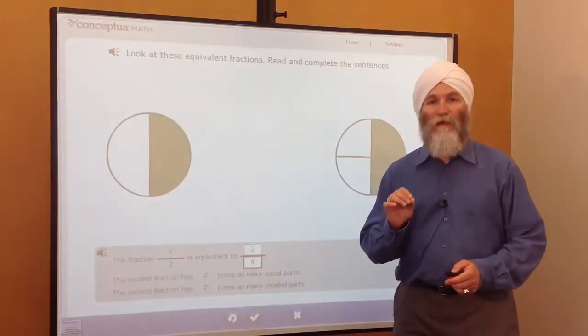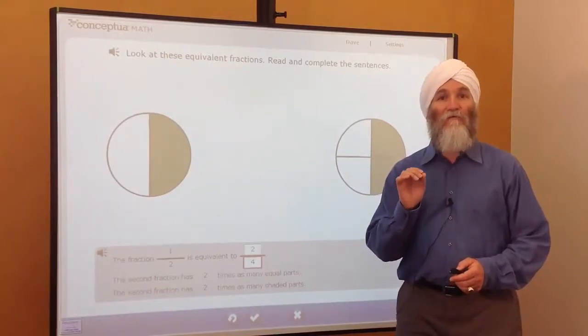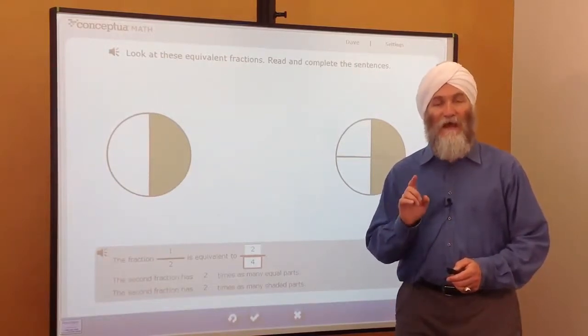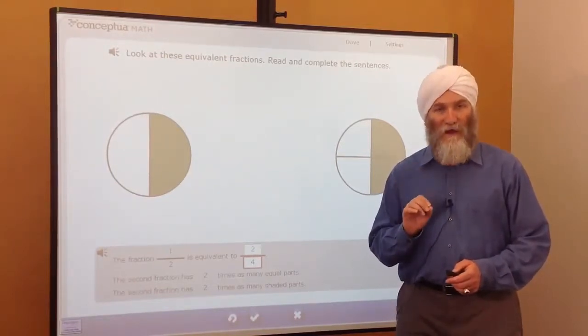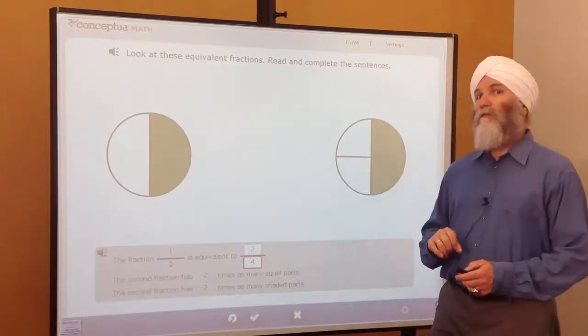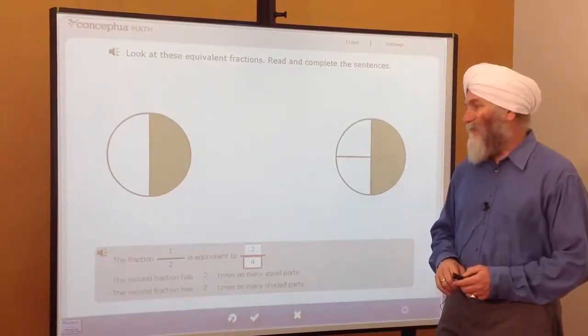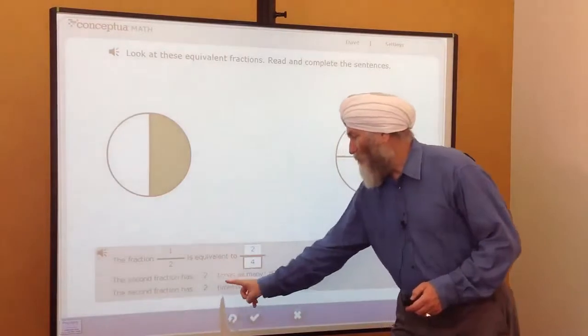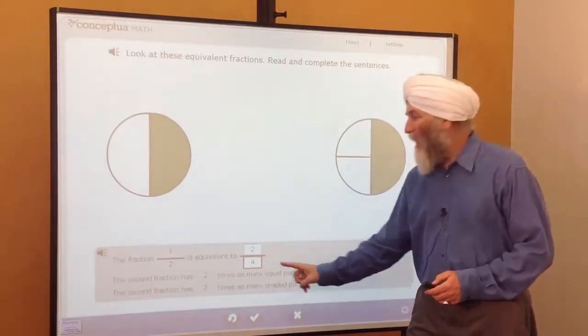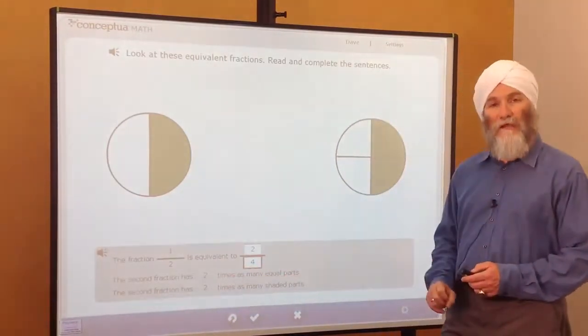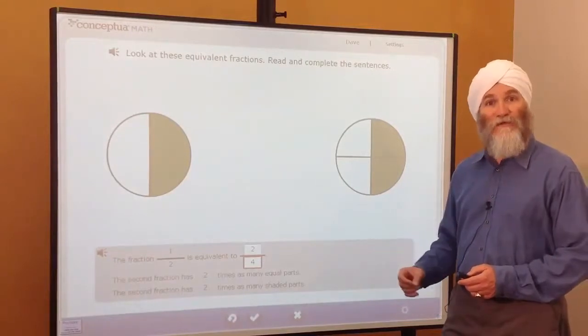In the third week, they learn that there's a procedure for finding equivalent fractions, and it has to do with the one fraction. We start with the language of equivalent fractions. We talk about a second fraction having 2 times as many equal parts and 2 times as many shaded parts. Students work with this a lot.